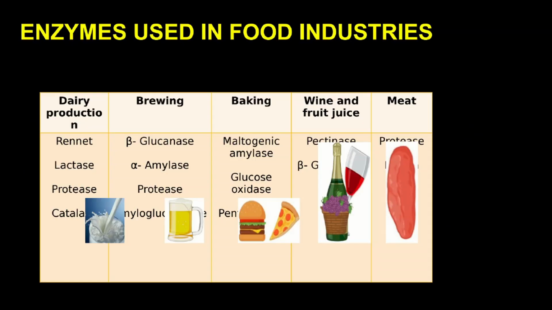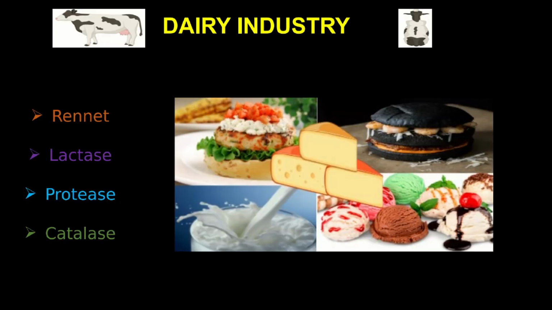If I talk about dairy production, the brewing industry, the baking industry, wine and fruit juice production, and meats, all of these industries require some kind of enzymes for safekeeping and processing of these products. So enzymes have a very vast usage in the food industry, and the thing that makes it possible is genetic engineering.